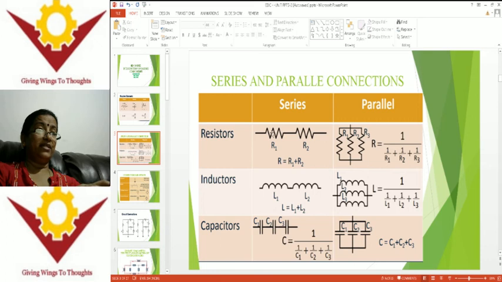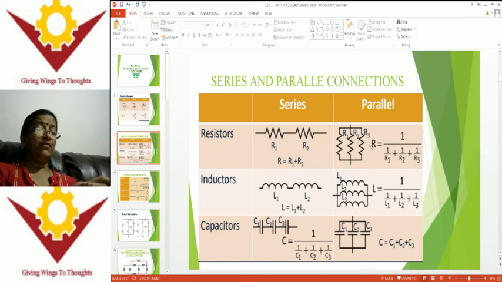These are the basic connections, series or parallel connections. If two resistors are connected in series, in what way can we calculate the equivalent resistance? And if resistors are connected in parallel, in what way? Just you can observe here. Resistors R1, R2 are connected in series, so equivalent resistance R is equal to R1 plus R2. And in case of parallel, in general, we have 1 by R is equal to 1 by R1 plus 1 by R2 plus 1 by R3.